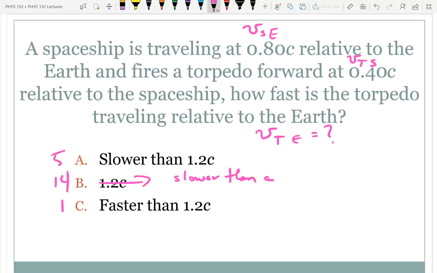What about our Galilean relativity? You can see now where Einstein's coming in. Our Galilean relativity, we're just getting a handle on, and now it doesn't work. So that's where Einstein comes in. That's where special relativity is going to come in. We've got to figure out how fast this is going, because everyone knows 0.8 plus 0.4 is 1.2, not less than 1.